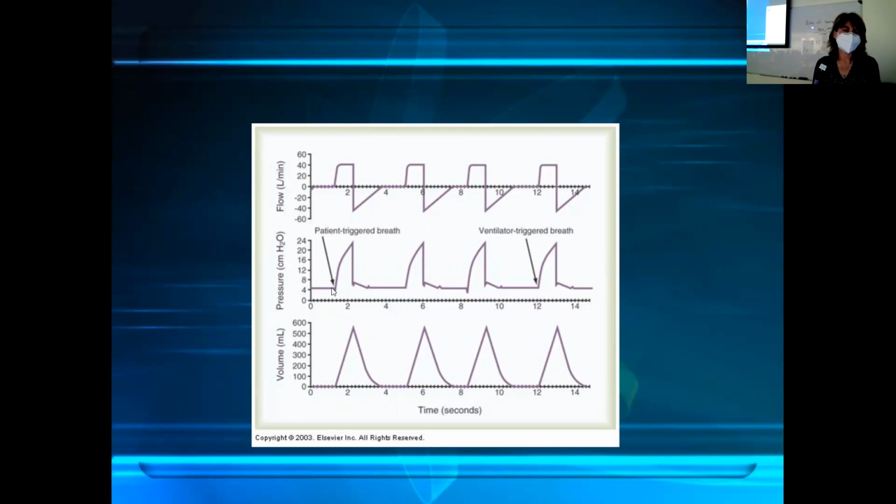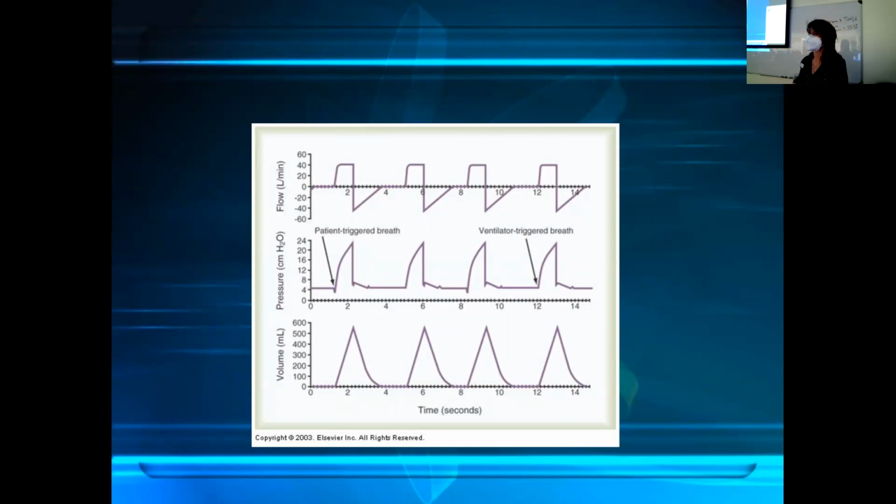So first, there's a little negative dip here. And that's because the patient initiated the breath. Their diaphragm contracts, the rib cage goes out. They created a little negative pressure. And that's that little dip that we see right before the positive pressure breath. So how much pressure built up during inspiration? Can you tell approximately what the peak pressure is from looking at this graph?